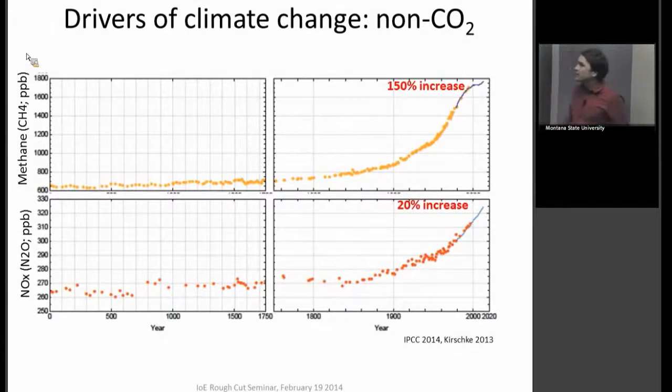And with nitrous oxides, the invention of nitrogen fertilizer in the 1900s has led to extensive use of nitrogen, and then denitrification and nitrification processes contribute to the increase in N2O concentrations in the atmosphere.